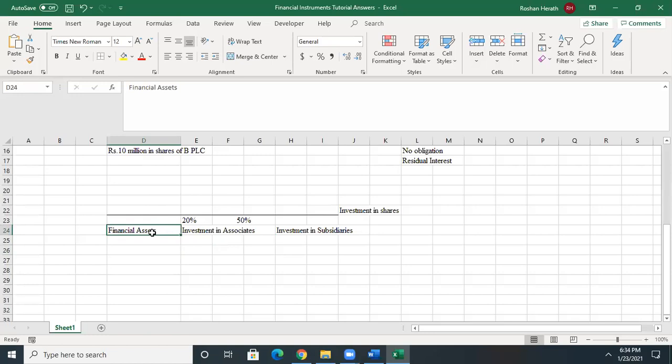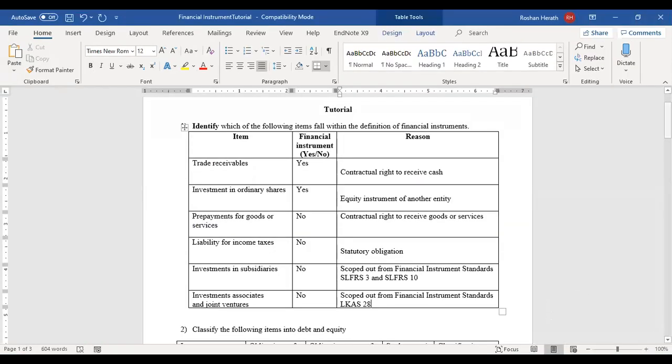So if your investment is less than 20%, as a rule of thumb, you can say it's a financial asset scenario. But there are instances where even having 15% of the shares, it becomes an associate. So what is less than associate? It's a financial asset. So that is about investment in shares. Good. Very correct, you have done it nicely. I appreciate it. The first question, you did really well.